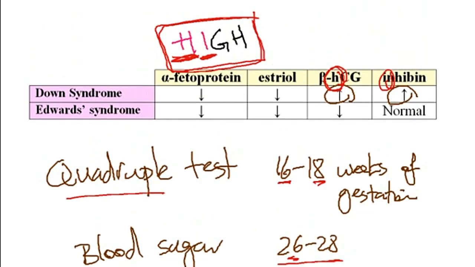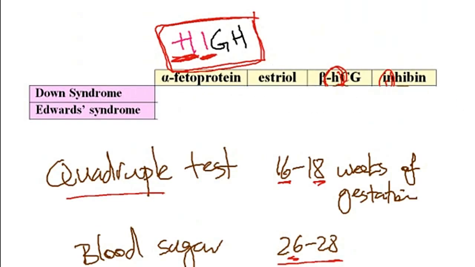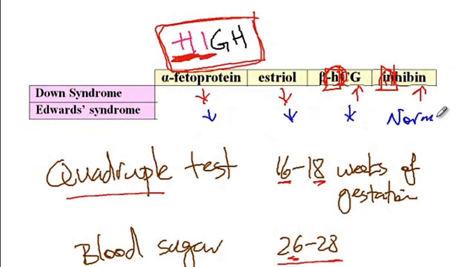In any case, back to the table here. Here I would like to test your knowledge one more time. Can you tell me how the values for alpha fetoprotein, estriol, beta HCG, and inhibin are affected in patients with Down syndrome? So basically the ones that remain high are HCG and inhibin. These two are high, while alpha fetoprotein and estriol are low. And then with Edwards syndrome, all values were low with the exception of inhibin, which was normal.